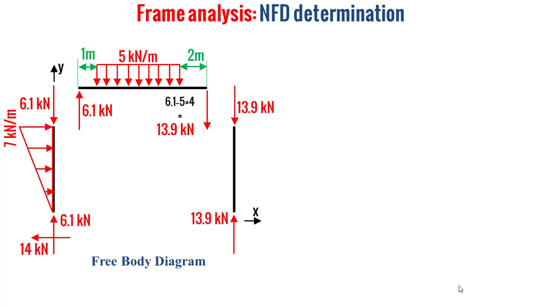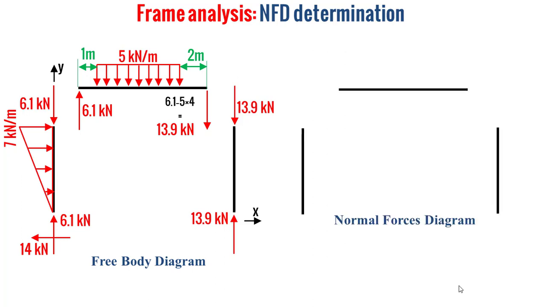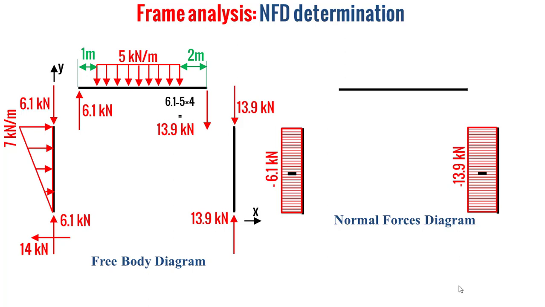So based on this free body diagram, we will determine the normal forces diagram. For the left-hand column, we have a compression of 6.1 kilonewton, so we have minus 6.1 kilonewton applied along the left-hand column. In the same way, we have minus 13.9 kilonewton applied along the right-hand column.